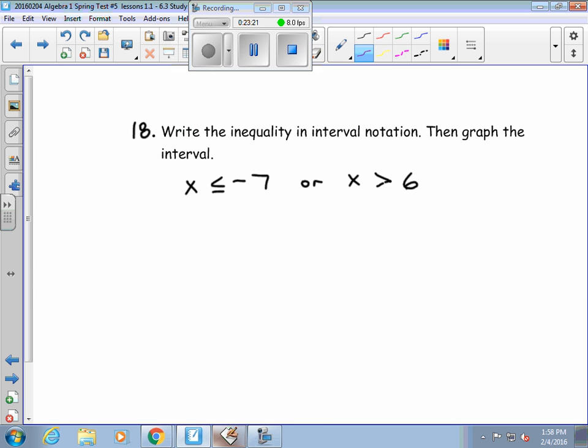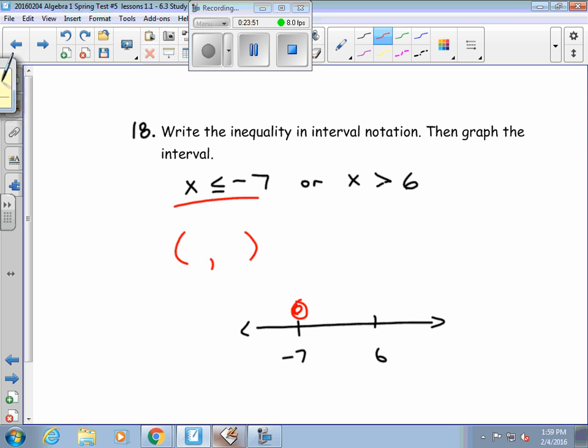18 says write the inequality in interval notation, then graph the interval. Okay, interval notation is all about setting the boundaries. It's a left boundary and a right boundary. This one is an OR inequality, so we'll graph them first where we can see them. We need negative 7 and we need 6. The red one says less than or equal to negative 7. The blue one, greater than 6, is an open bubble and everything that way.